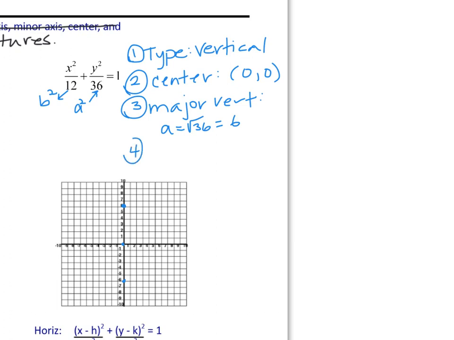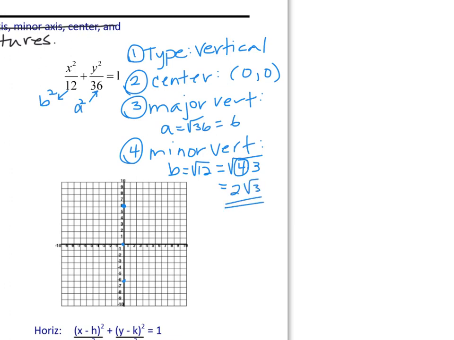For our minor vertices, this one's a little trickier. Since the square root of 12 isn't a perfect square, we can find the exact value by breaking down 12 into 4 times 3, and the square root of 4 is 2. So we know that there are exactly 2 square root 3 in either direction. So then to approximate that, the square root of 12 is approximately 3.5. So on our graph, we'll have to go about 3.5 to the right. We'll just try to make that fit in there somewhere, and then 3.5 to the left.